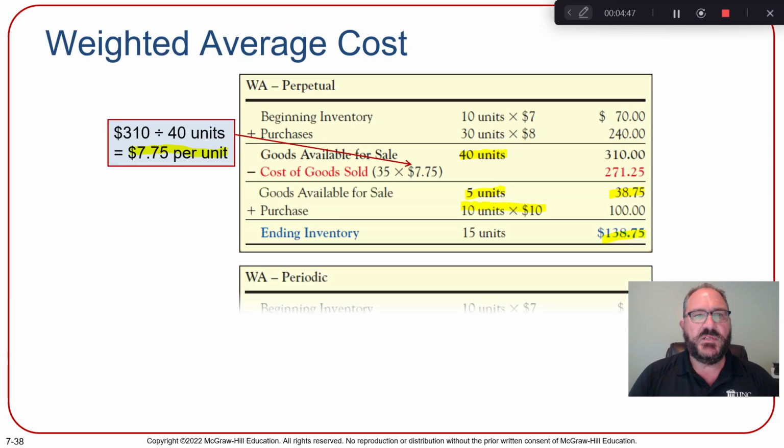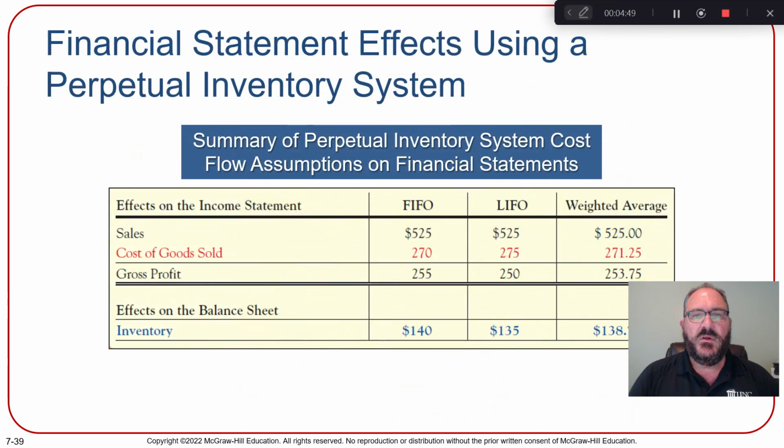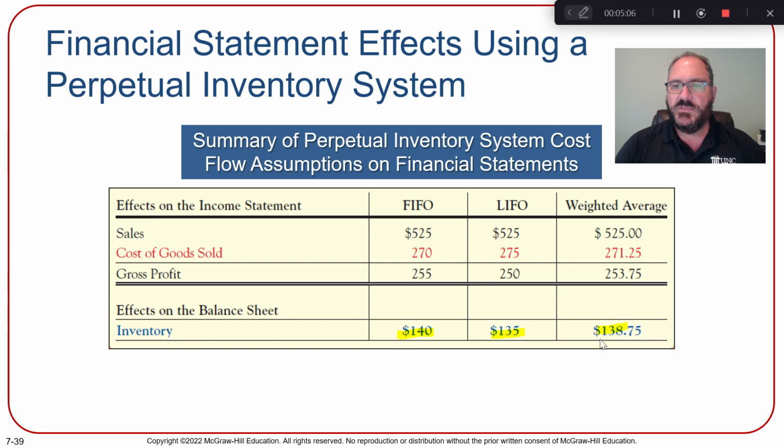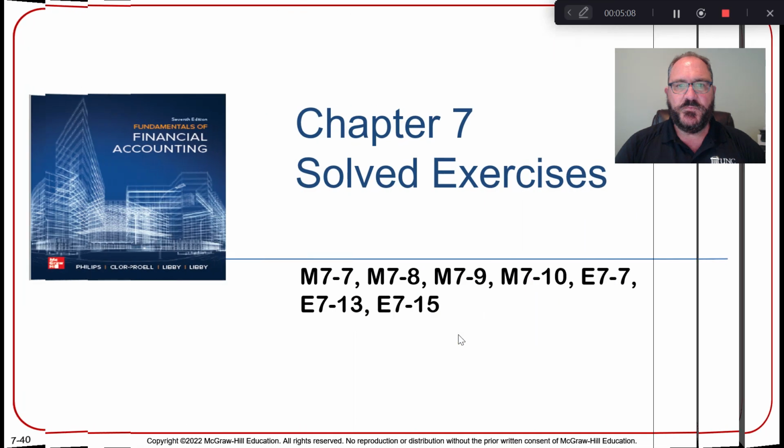All right, let's see what else we got here. So here they're just giving you the total effects that we just did. You can see the different inventory. Again, we got FIFO, we got LIFO, and we got weighted average. And notice again, weighted average comes right in between the two. Okay, move my picture. See, it comes right in between the two.